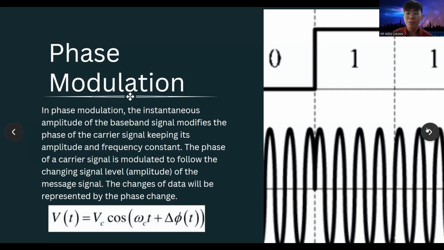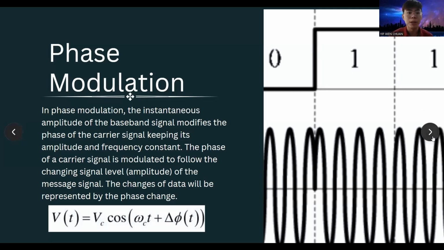Hi everyone, my name is Wenjuan. Today I will share with you what phase modulation and phase demodulation are. In phase modulation, the instantaneous amplitude of the baseband signal modifies the phase of the carrier signal, keeping its amplitude and frequency constant. So the phase of the carrier signal is modulated to follow the changing signal level with the amplitude of the message signal. So the trend of the data will be represented by the phase change.